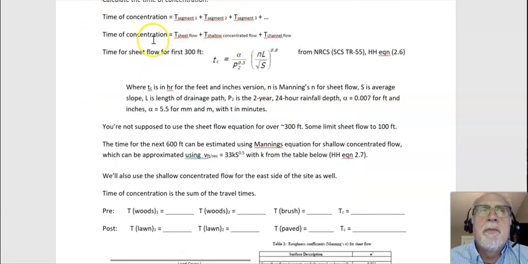And we have methods to, in different guidance documents, we have various methods to estimate these. The sheet flow, you're not supposed to use it for more than 300 feet. Now, some regulations or guidance documents say only use it for 100 feet. So check that out in the area you're working in to see if they have a guide on that.